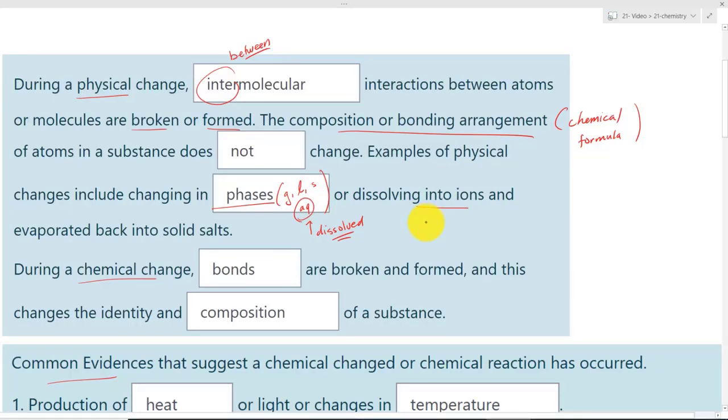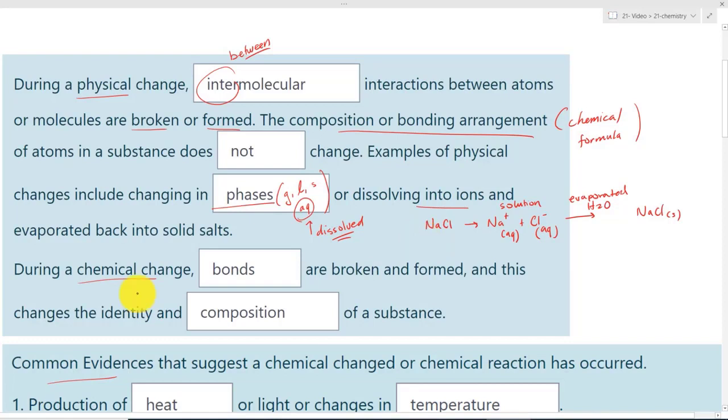So basically, you have NaCl right here, dissolved into Na+ and Cl-. And these are in aqueous form, (aq), okay? Aqueous form. And if you evaporate all the water, H2O, what you have left is NaCl, solid. So the composition does not change because, again, we're just dissolving it.